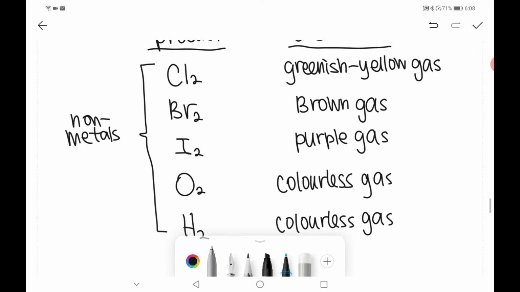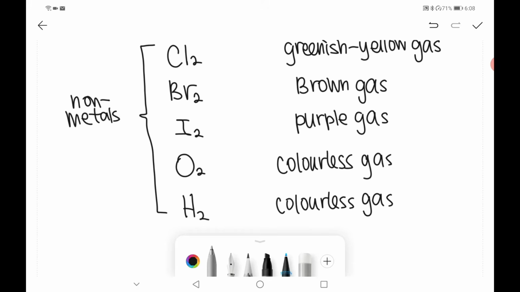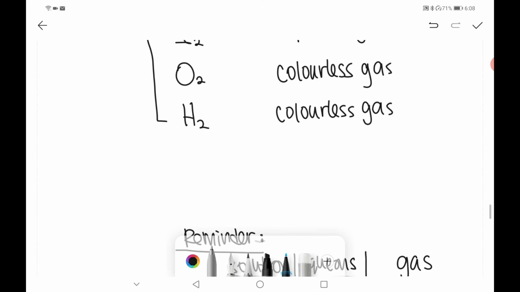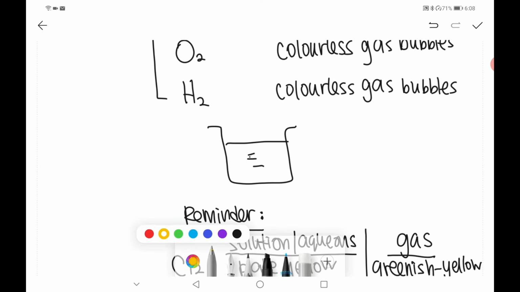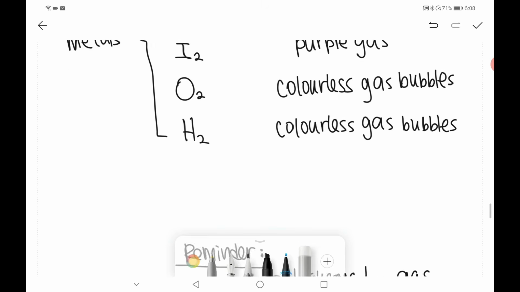In reality, when we do the experiment, if there is colorless gas, you cannot see it. For example, this is a beaker. If inside here got colorless gas, you cannot see it. For colorless gas, you can only see it if there are bubbles. If we have bubbles, then we know there is colorless gas. So for colorless gas, you need to write the word bubble.